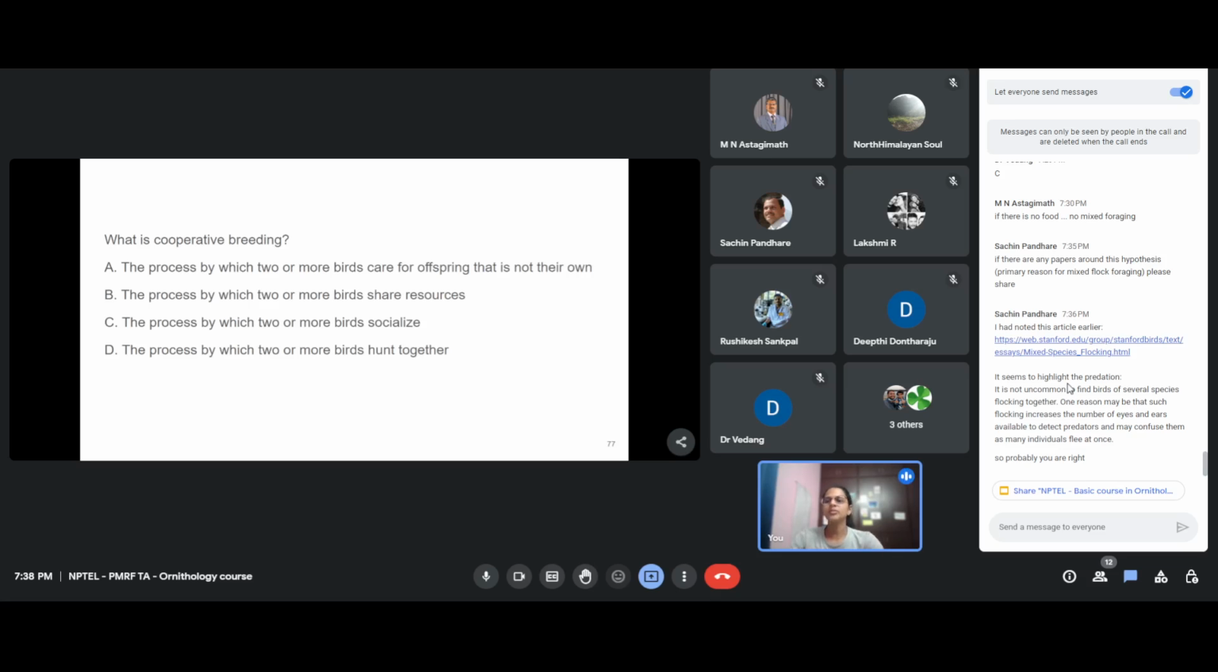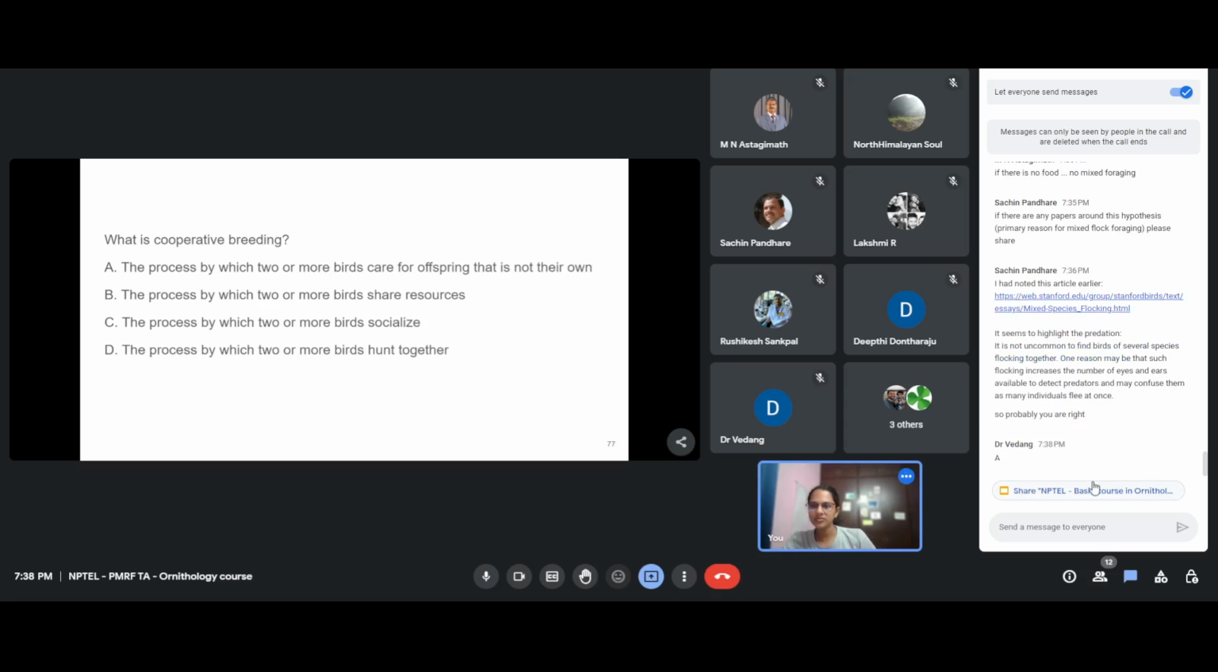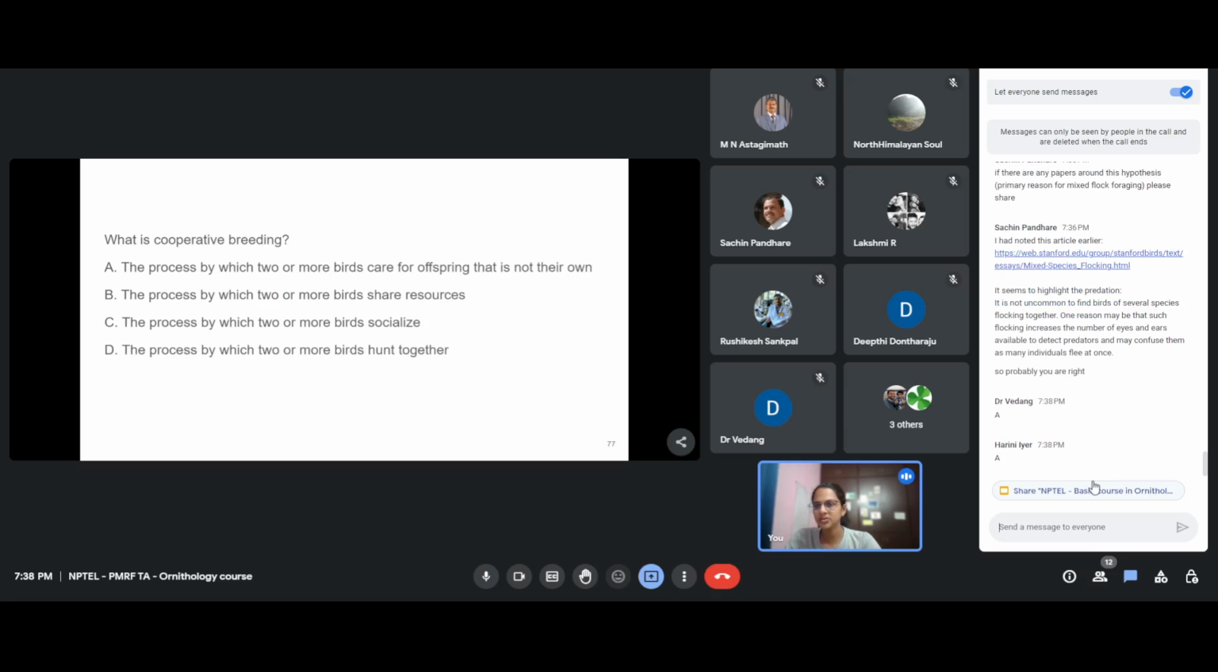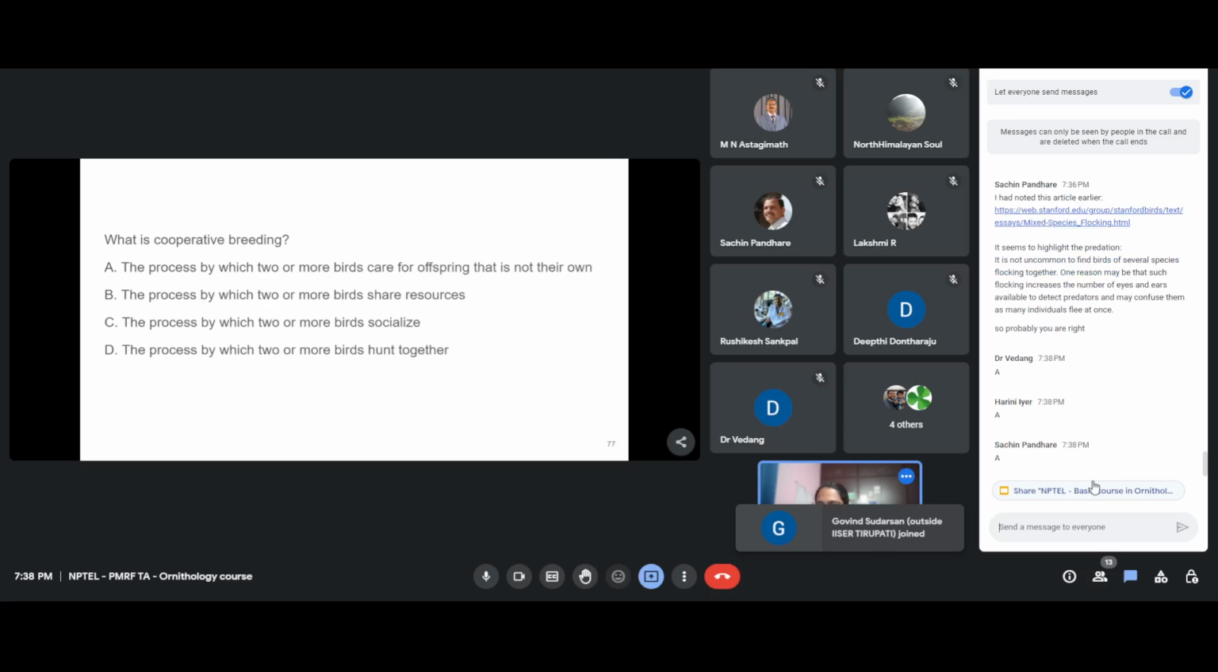Okay, what is cooperative breeding? The process by which two or more birds care for offspring that is not their own, the process by which two or more birds share resources, two or more birds socialize, or two or more birds hunt together.